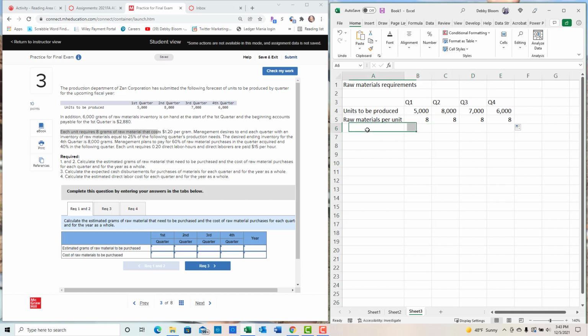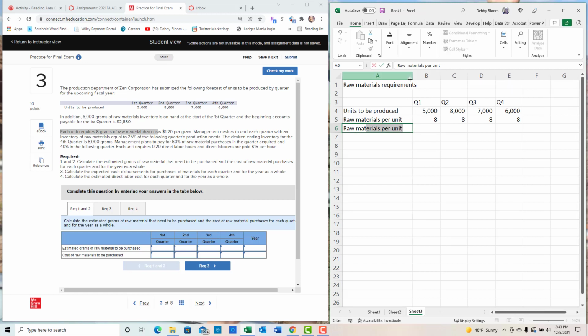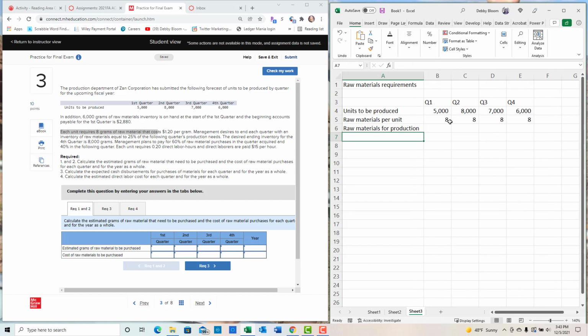Now we're going to multiply the 2 to calculate the raw materials required for production. So once again, I'm going to multiply 5,000 times 8, 8,000 by 8, 7,000 by 8, and 6,000 times 8. Now, to the raw materials necessary for production, I'm going to add the desired ending inventory in raw materials.